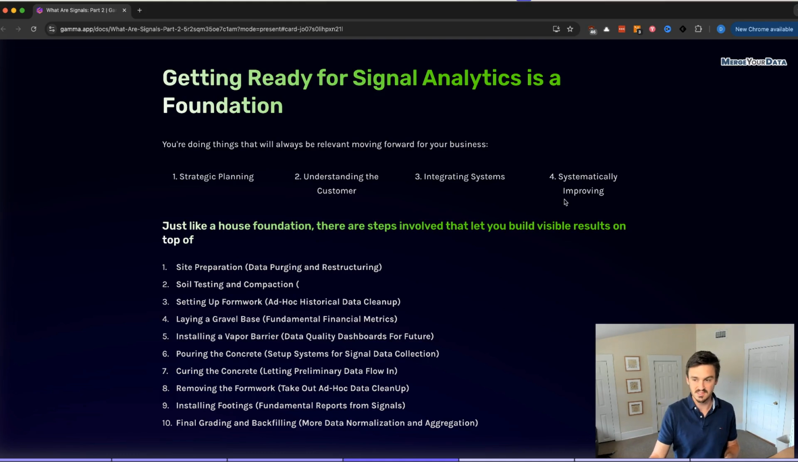And then 4 is systematically improving. So all those 3 things lead to systematic improvement because you see things that need to be fixed. Pretty simple. You're doing these 4 things. It's the foundation of signal analytics, but there's more details to it.